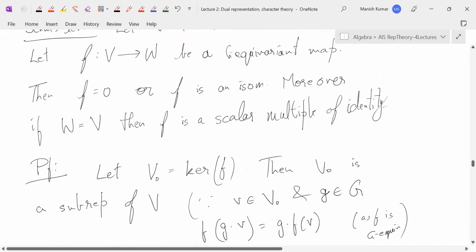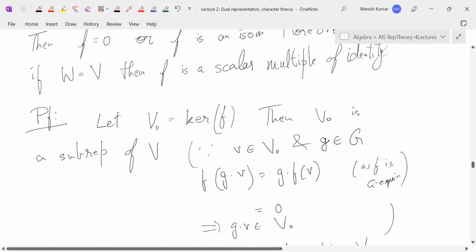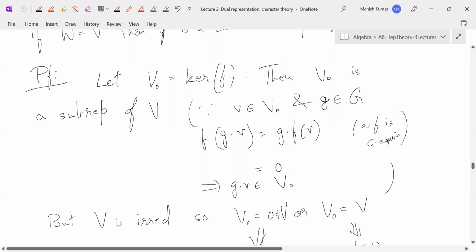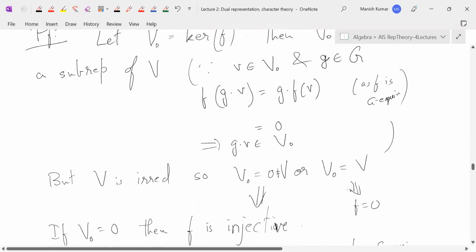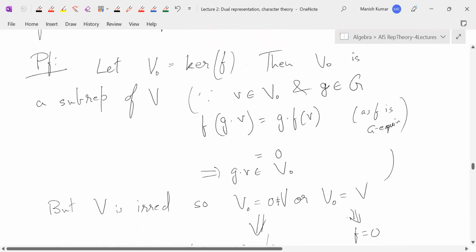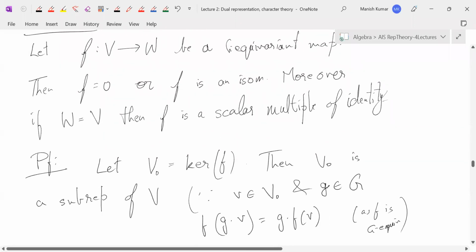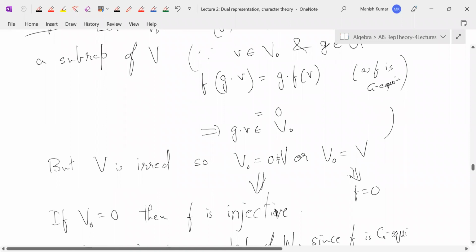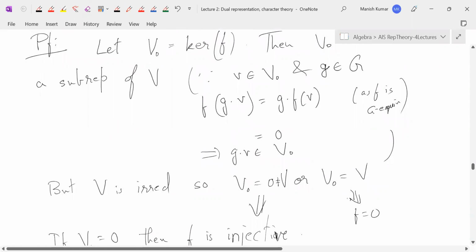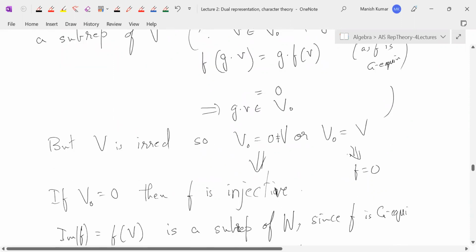So this kernel of F, which sits in V, is a sub-representation, but V was irreducible. So since V is irreducible, there are only two possibilities for V0: V0 is either zero or V0 is the whole of V. Now if V0 is the whole of V, that means the kernel of F is the whole of V, so F must be the zero map. And if V0 is not the whole of V, that means V0 is zero, then it says that F is injective. So there are two cases: in one case F is the zero map, and in the other case F is injective.